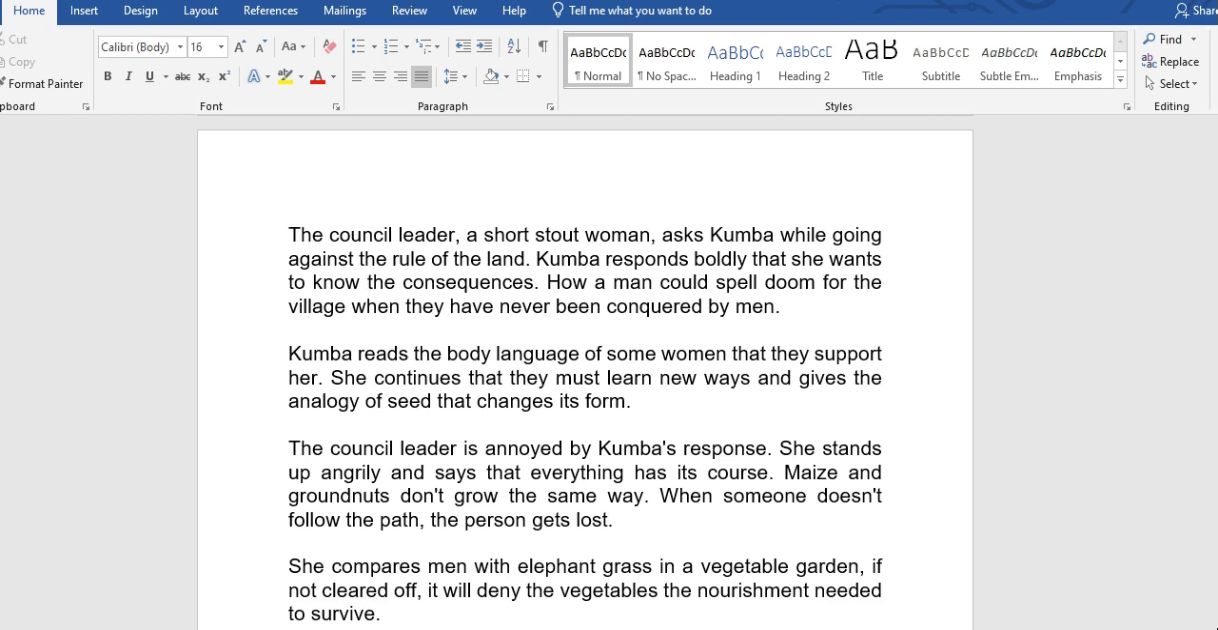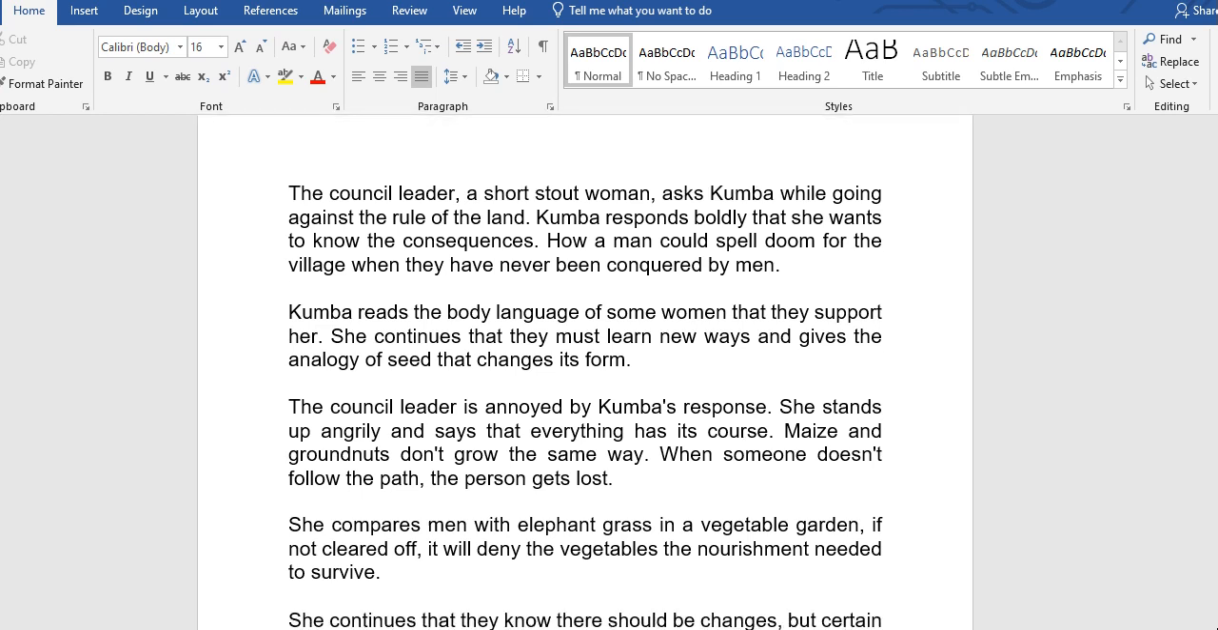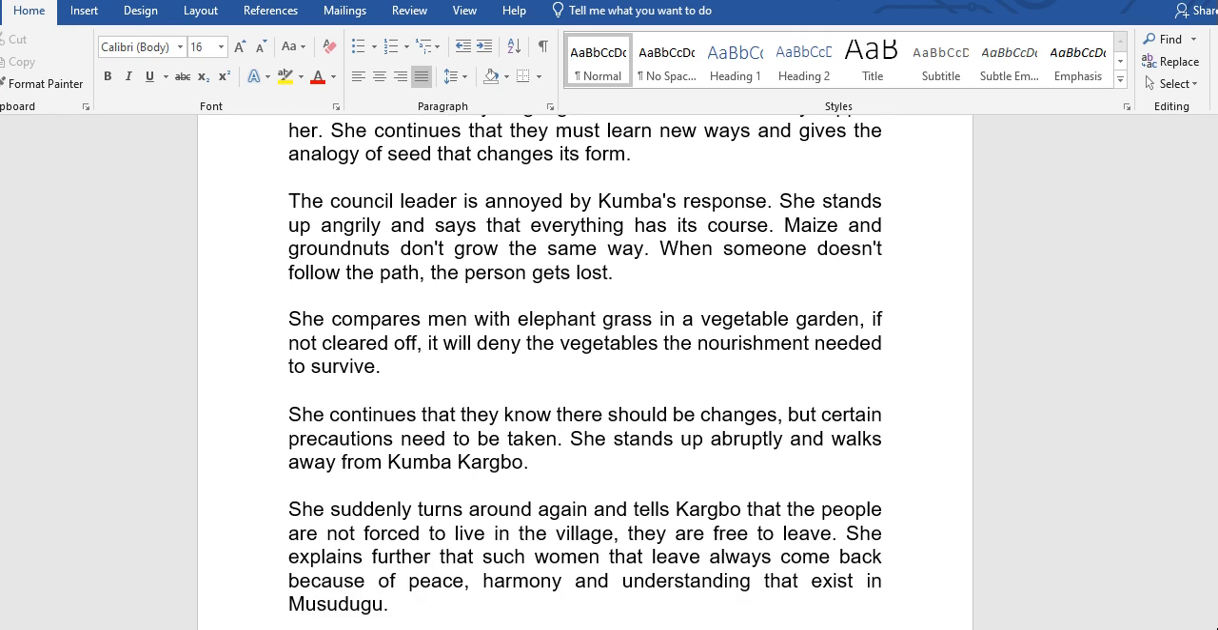Kumba reads the body language of some women that they support her. That is, they support what she's saying. She continues that they must learn new ways and gives the analogy of a seed that changes its form. That is, when you plant a seed, it changes its form. That's why she's campaigning that they must also learn a new way.